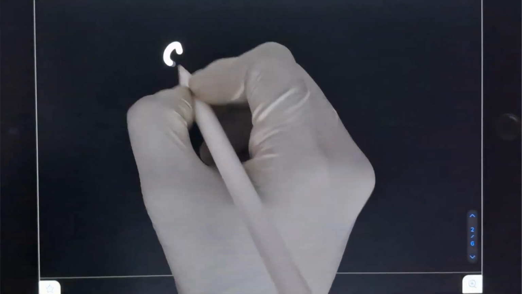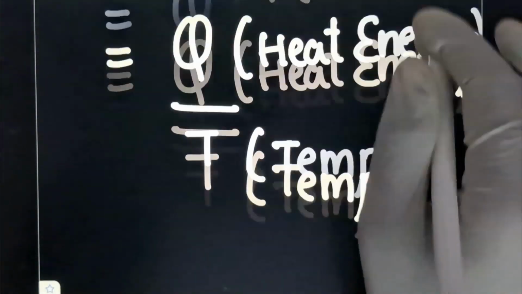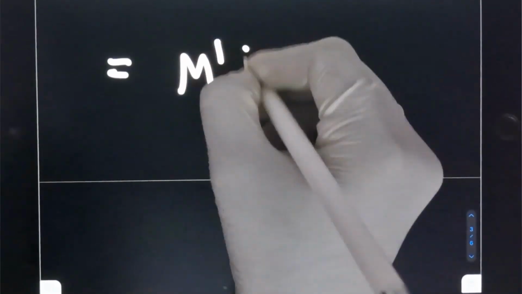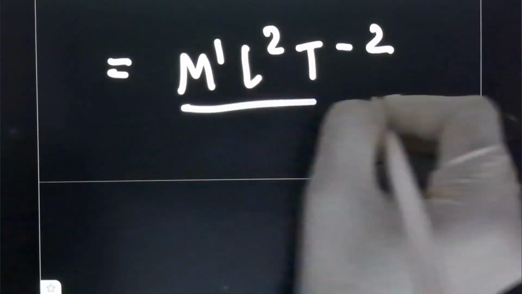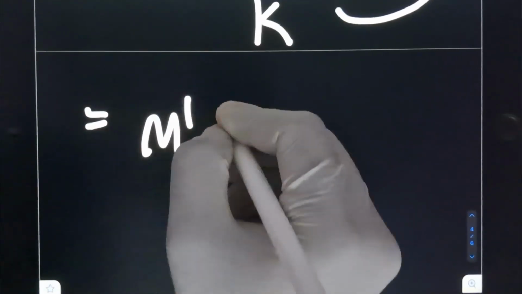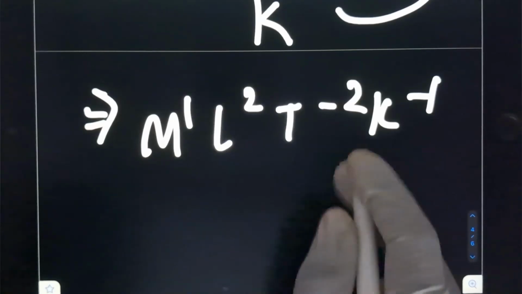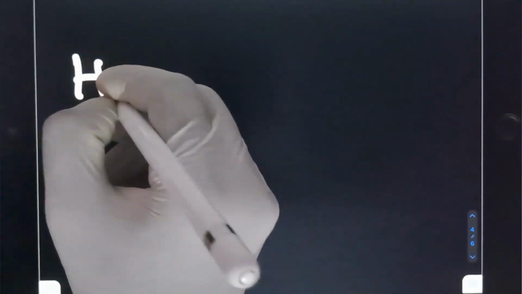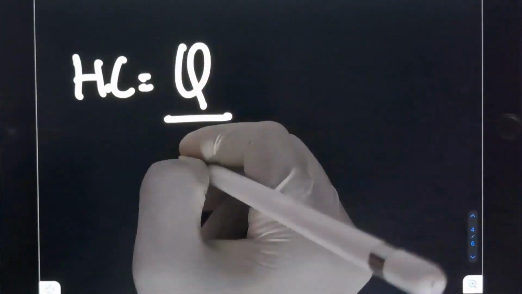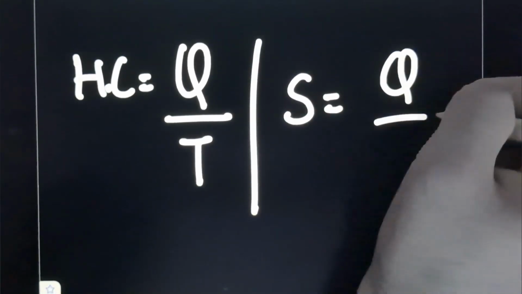In the similar case of entropy, S is equal to Q by T, heat energy by temperature, the same. M^1 L^2 T^-2 by temperature K. If it is reciprocated or inversed, M^1 L^2 T^-2 K^-1 is the dimensional formula of heat capacity and entropy. M^1 L^2 T^-2 K^-1, and the formula is heat energy by temperature.